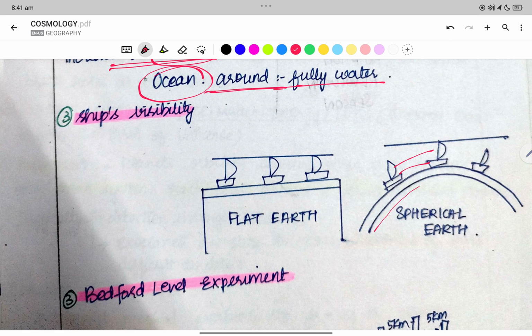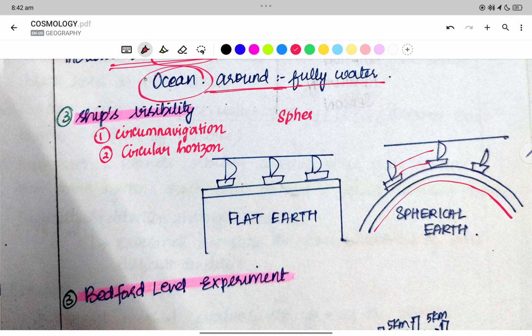Now this is what we saw. Earth is spherical in shape. Now we have seen three things. The first one is circumnavigation. The second one is you have to mention that it is a circular horizon, because here we have to give evidences for spherical in shape. We are not providing evidences for the horizon where the sky meets the land. Next, the third evidence is the ship's visibility, right?